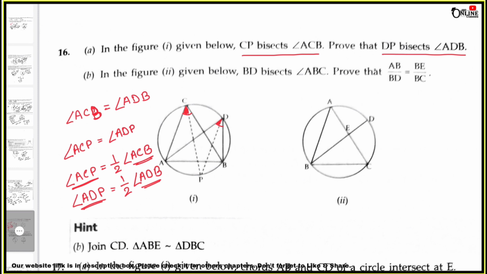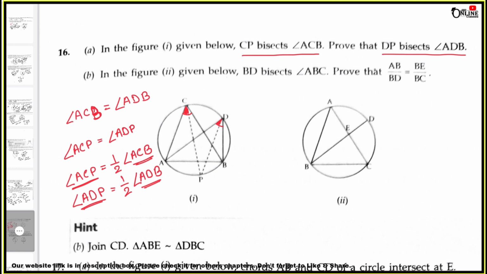Okay, now next one, number B. In the figure given below, BD bisects angle ABC. Okay, prove that AB by BD equals BE by BC. So that means here you have to prove that the ratio of two sides is equal to the ratio of another two sides. So to prove this theorem, you have to apply the similarity rules.